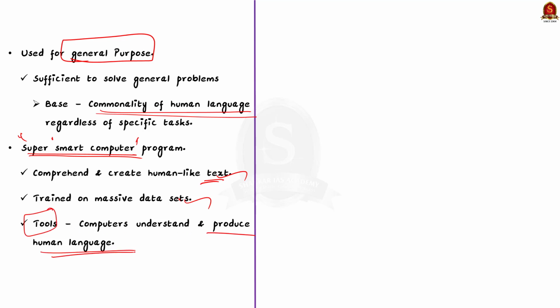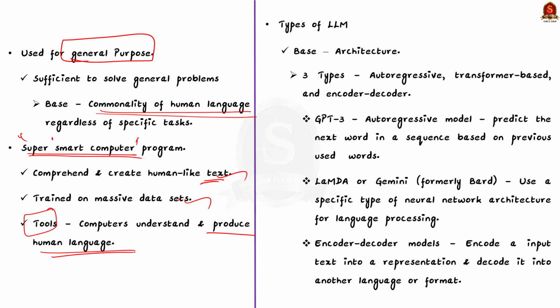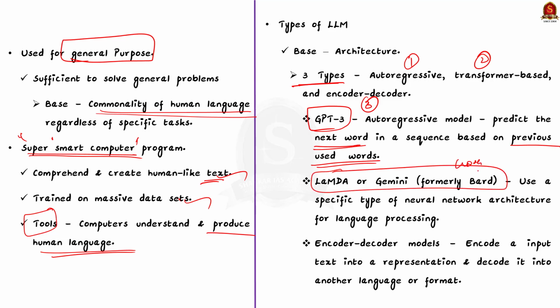Now let us see the types of LLMs. On the basis of architectures, LLMs are of three types: auto-regressive, transformer-based, and encoder-decoder. See, GPT-3 is an example of an auto-regressive model, as they predict the next word in a sequence based on the previous words used. Secondly, LaMDA or Gemini, formerly Bard, are transformer-based ones. See, they use a specific type of neural network architecture for language processing. Thirdly, encoder-decoder models will encode an input text into a representation and then decode it into another language or format.